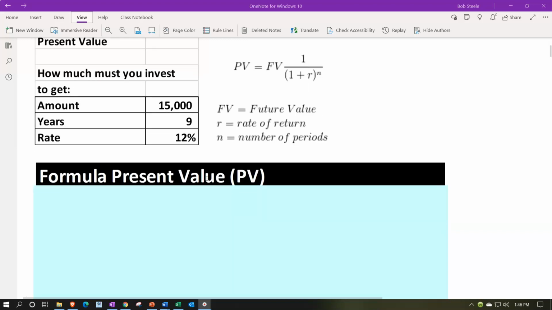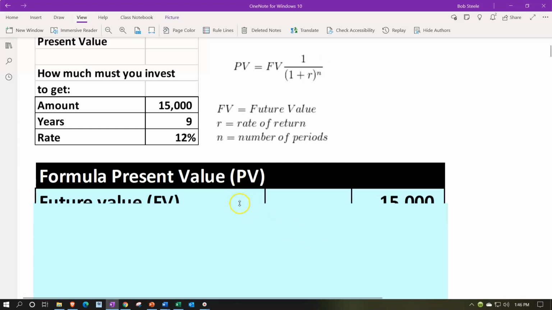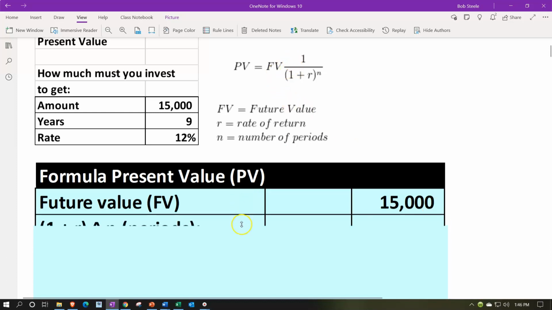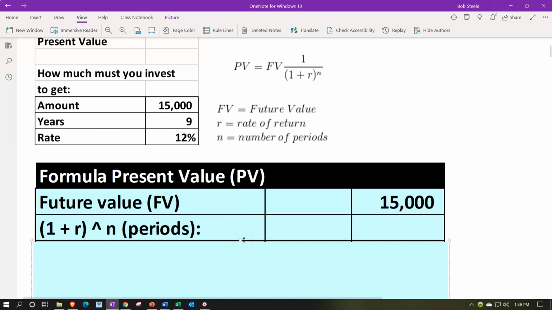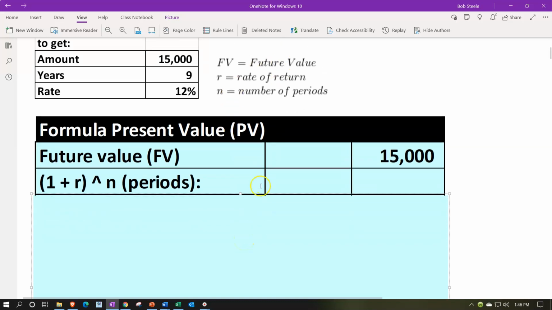So we have our formula down below. We're going to break this formula out. Present value equals future value times 1 over 1 plus R. I'm going to break that out into a table type of format here. We have this in Excel too, if you want to check it out there as well. Future value, we're going to pull that out to the outside. So this is where we expect to be. That's going to be the future value, basically the numerator. And then we're going to have 1 plus R to the n.